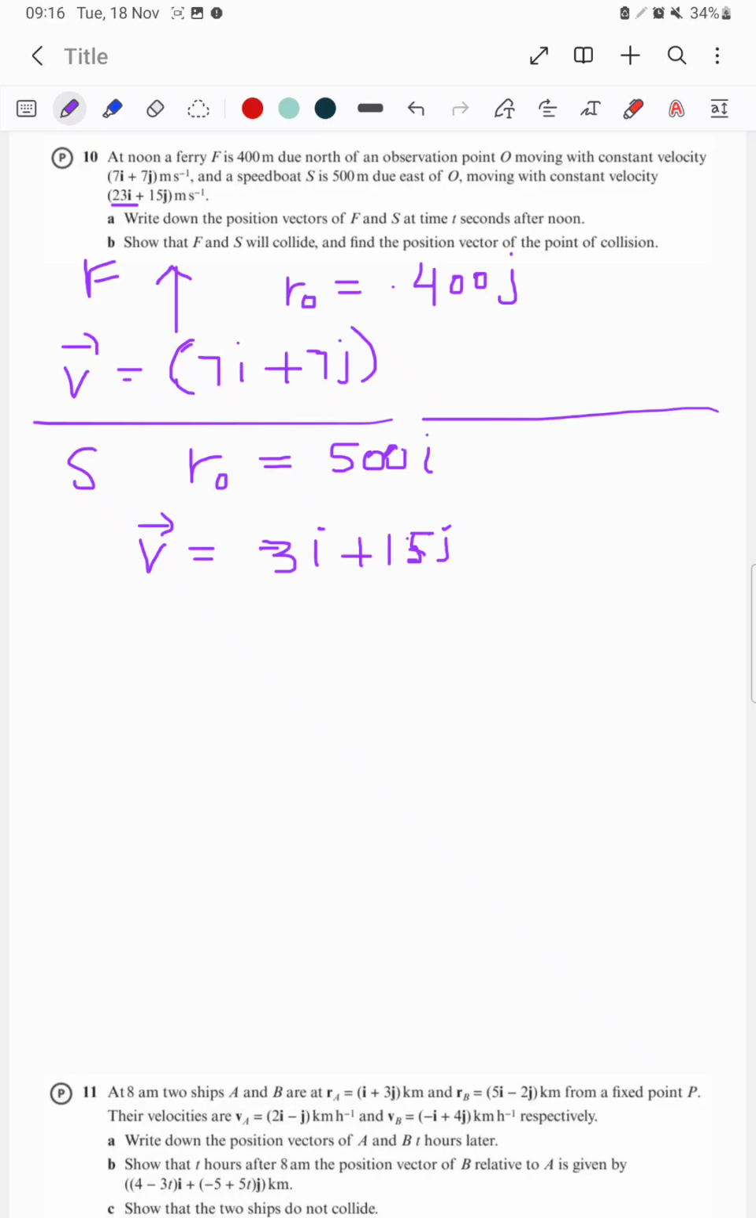So now here what is given: write down the position vectors of F and S at t seconds after noon.